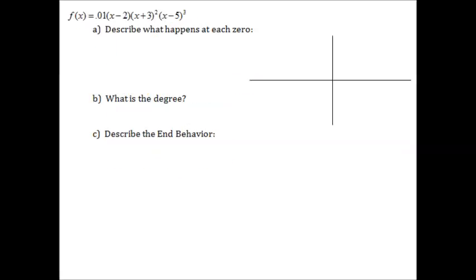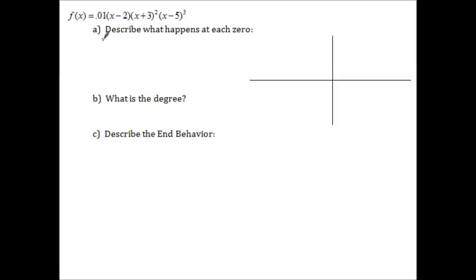Now let's see if we can use this to actually sketch a graph without even using the calculator. F of x is equal to 0.01 times (x minus 2) times (x plus 3) squared times (x minus 5) cubed. Let's first take a minute and describe what is actually happening at each 0.